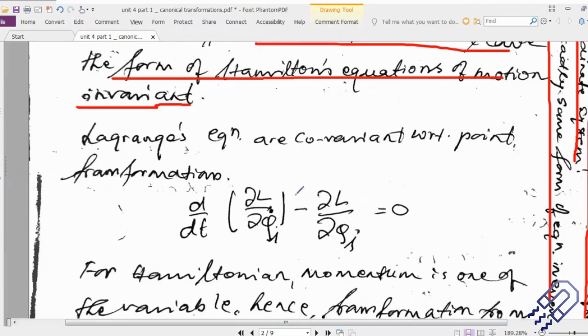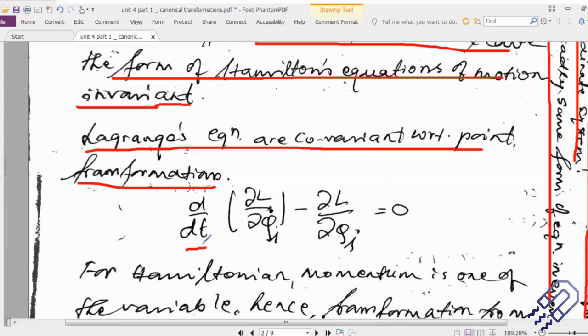Let's talk about Lagrange's equation. Now, these Lagrange's equations are covariant with respect to point transformation. They are covariant, not invariant. So it is basically true for both systems, but the form of the equation might not be the same. So that is important.